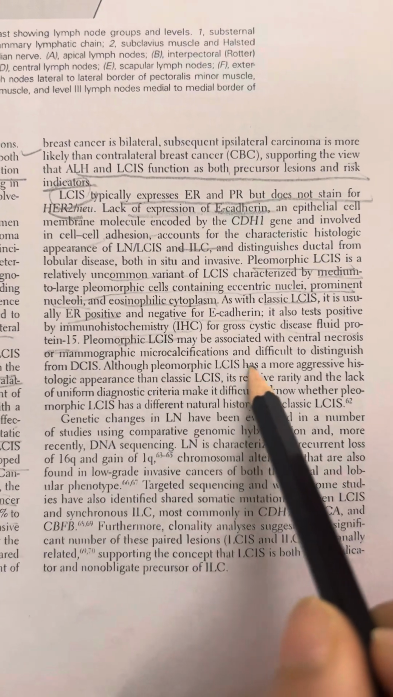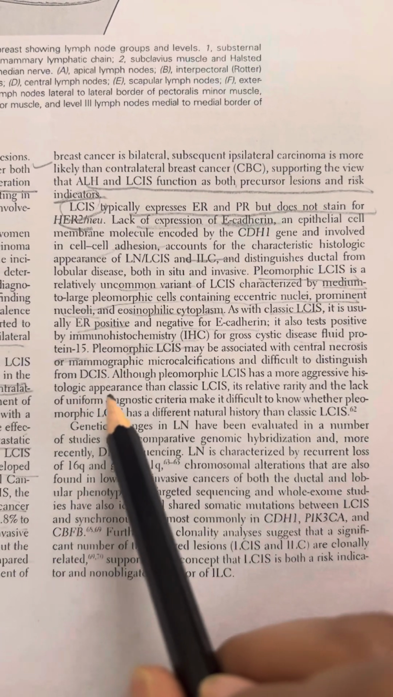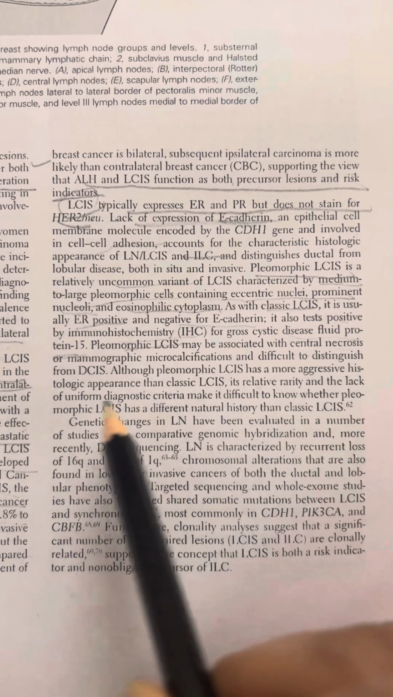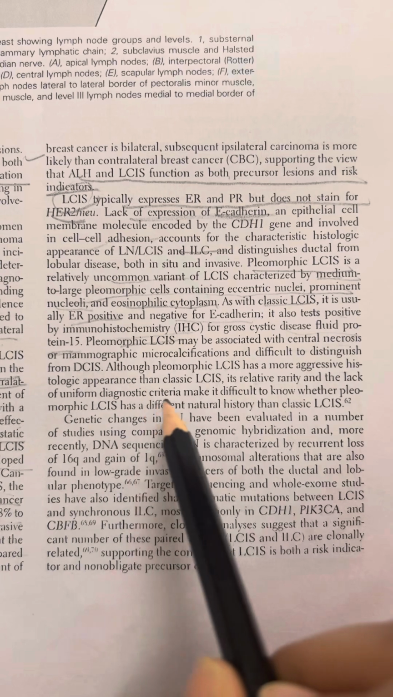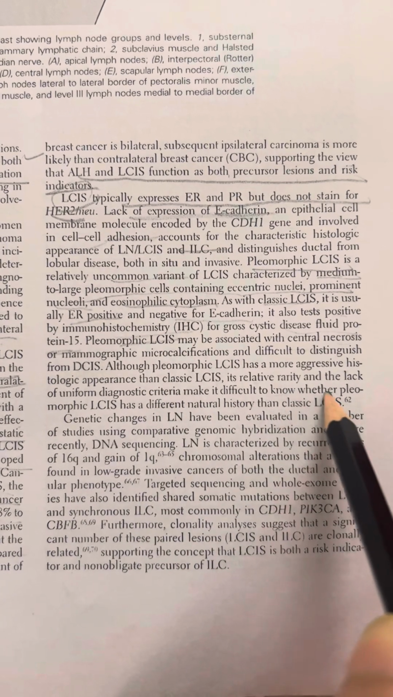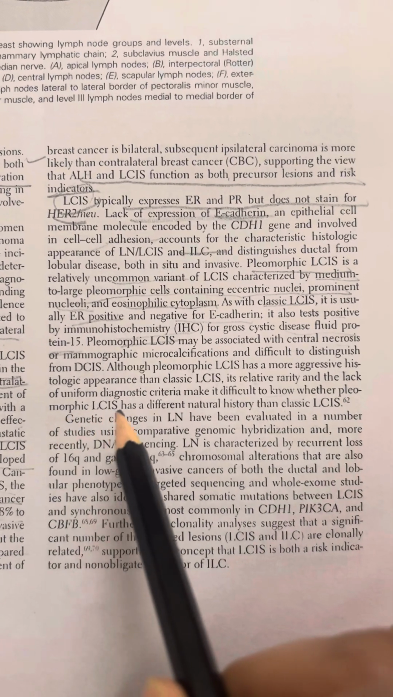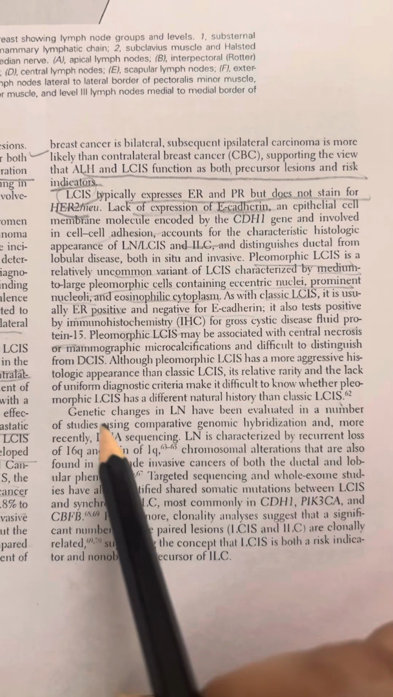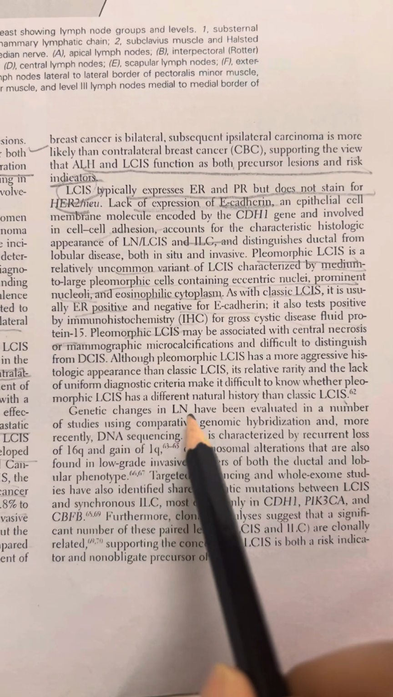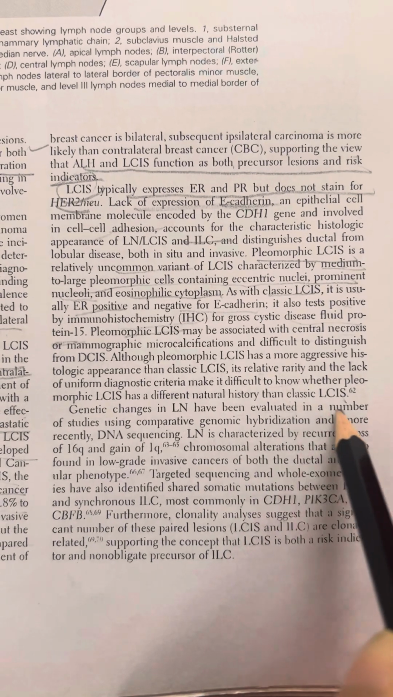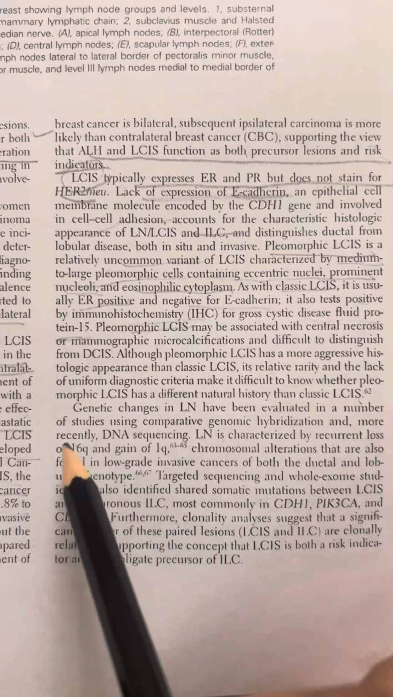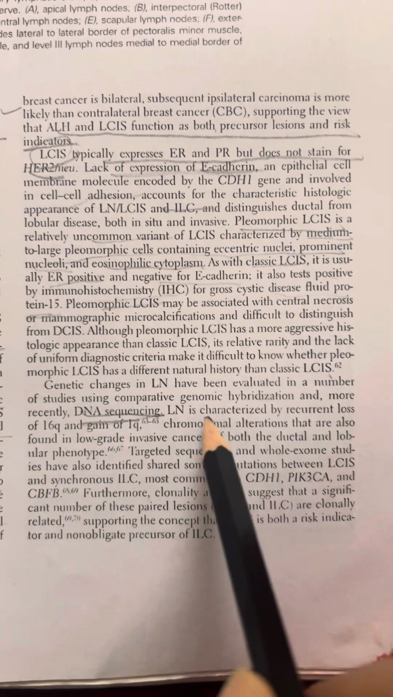Although pleomorphic LCIS has a more aggressive histological appearance than classical LCIS, its relative rarity and the lack of uniform diagnostic criteria make it difficult to know whether pleomorphic LCIS has a different natural history than classic LCIS. Genetic changes in lobular neoplasia have been evaluated in a number of studies using comparative genomic hybridization and, more recently, DNA sequencing.